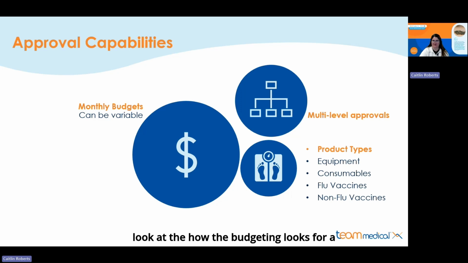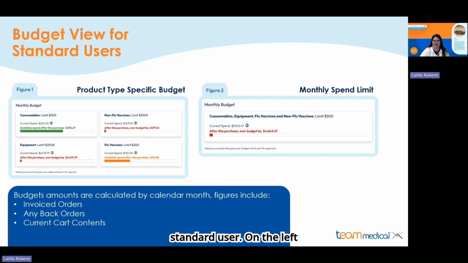Let's take a quick look at how the budgeting looks for a standard user. On the left, we have a product type specific budget. This is what it would look like if the user had set budgets for product types. On the right, the standard user has a combined budget.